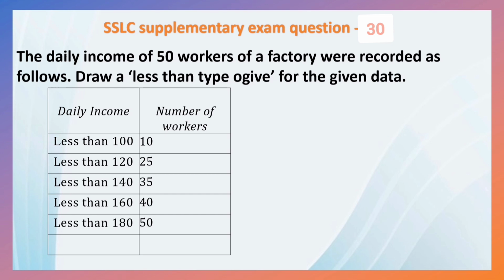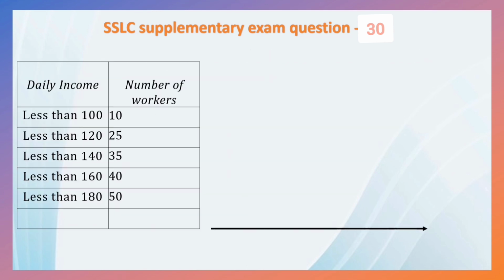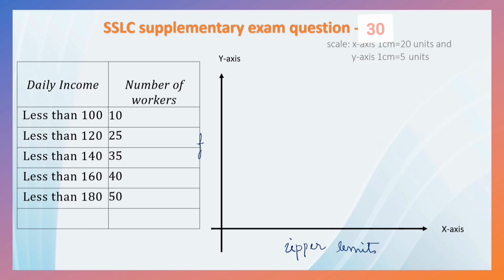Daily income of 50 workers of a factory were recorded as follows. Draw less than type of ogive for the given data. This is the data. Now let us have x-axis and y-axis. Along the x-axis, daily income, that is upper limits. Let us have upper limits along the x-axis and the frequency along the y-axis. Let us have 1 centimeter for 20 units in the x-axis.